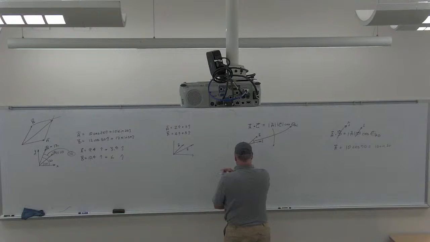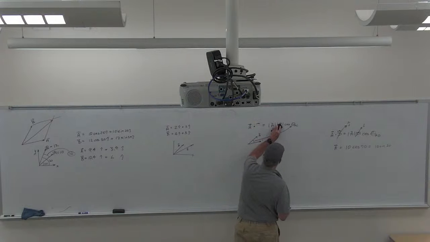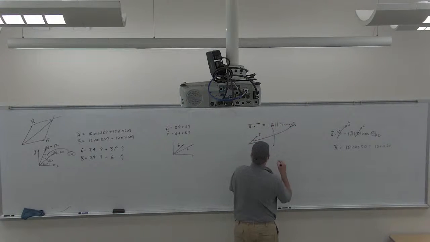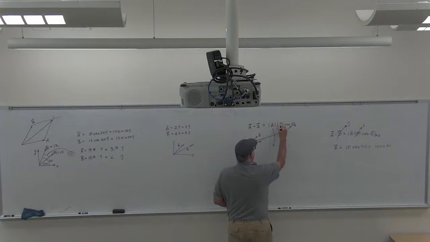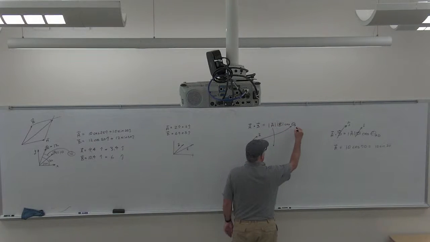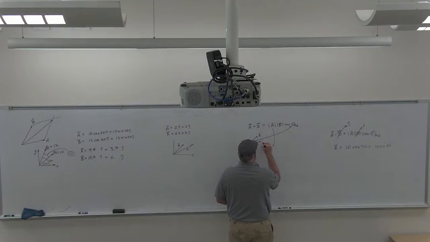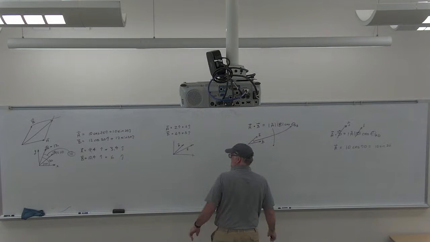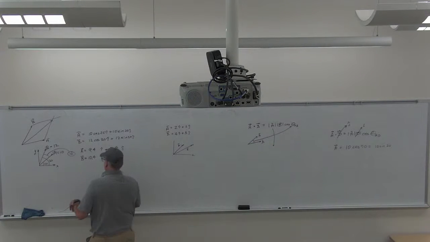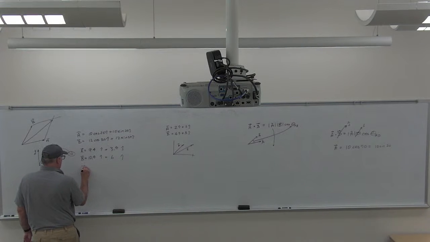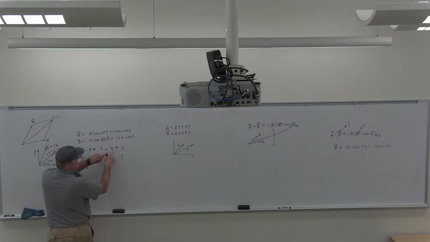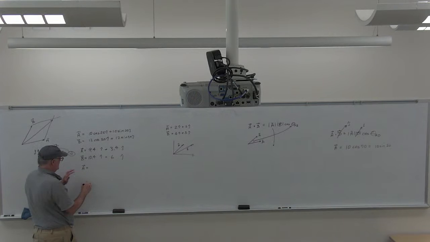You know what? I called it A and B. I'm going to take it back to a B to match what I'm doing over there. So there's my B. Can you tell me the magnitude of A? That squared plus that squared and then the square root.